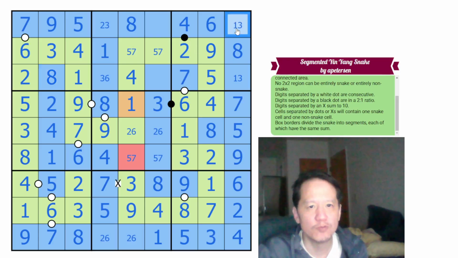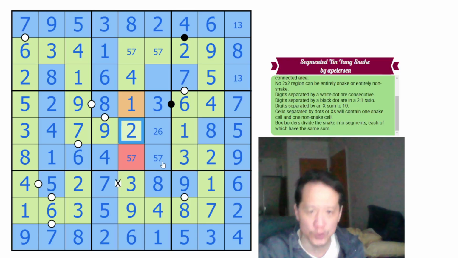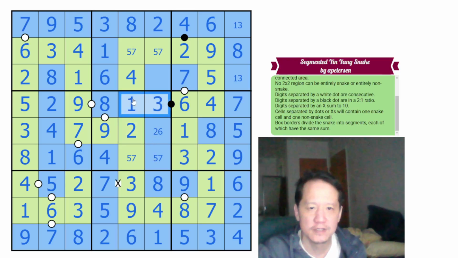This cannot be 1, 2. This cannot be 1 or 3, so the only remaining digit now is 2, which forces this to be 3. This is 6, this is 2, this is 6. This has to be 2, so then it has to go down. So it has to go down this way, and this is no longer a snake. And now we have the snake completely set.